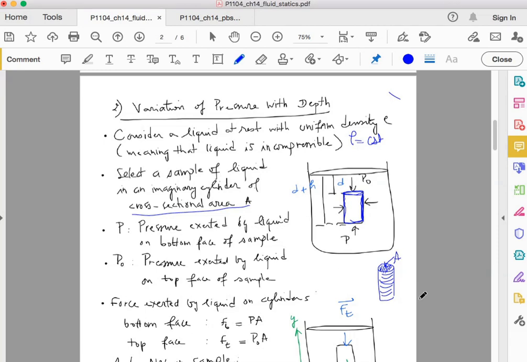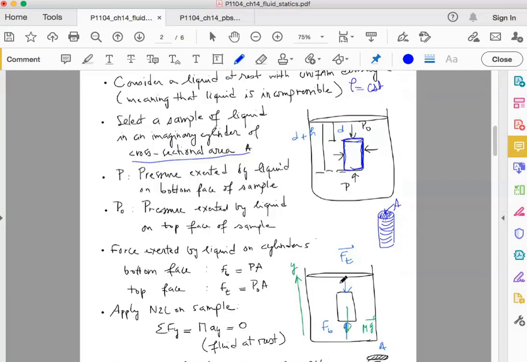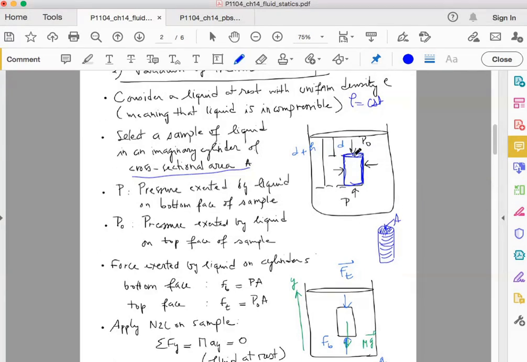Now, what we want is the following. We want to determine an equation that relates the pressure at the top face of the cylinder with the pressure at the bottom face of the cylinder. So let's call P the pressure at the bottom face of the cylinder, and let's call P0, you can call it anything, the pressure at the top face of the cylinder. Let's say that this P0 is known.